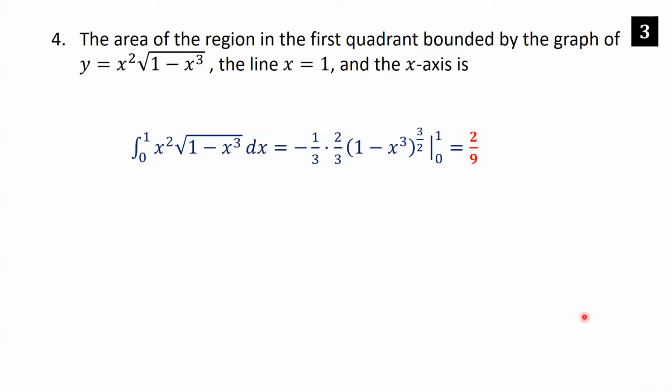Okay. So now this is just equal to 2/9, right? Because when you plug in a 1, you get 0. And when you plug in a 0 here, you just get 1. Since you're subtracting that, you have double negative, and 2 over 3 times 3 is 9. Okay, and that is the answer.